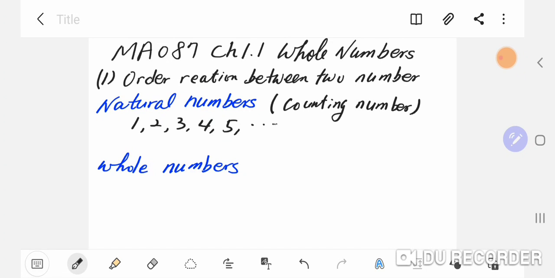And the whole numbers include 0. So starting from 0 and the natural numbers. The whole numbers start from 0, including the natural numbers. So 0, 1, 2, 3, 4, 5, and so on. So we have two types of numbers so far, natural numbers and whole numbers.